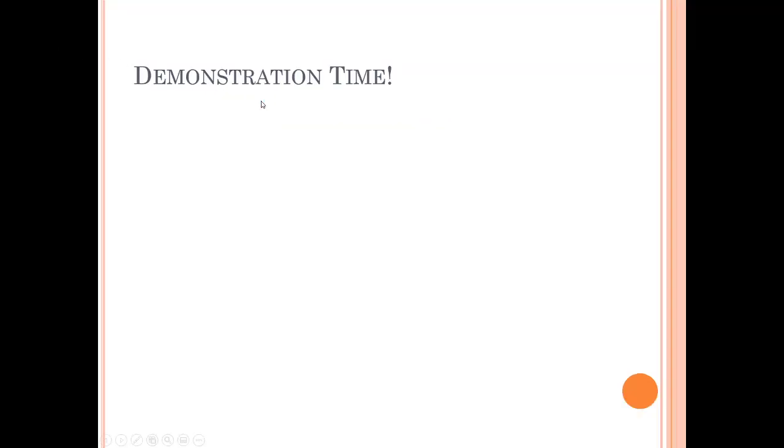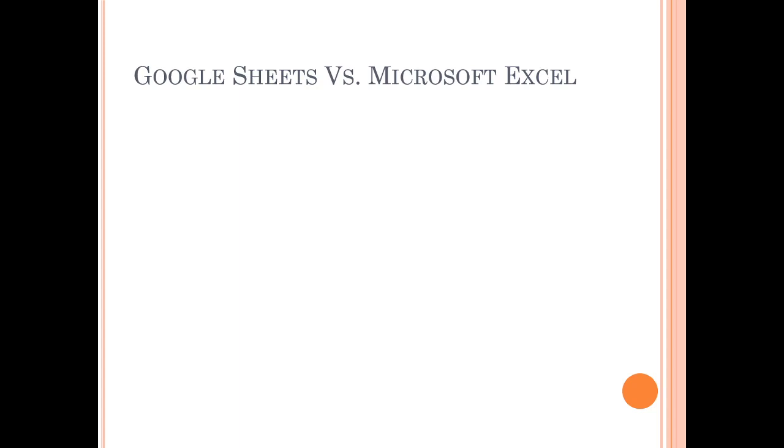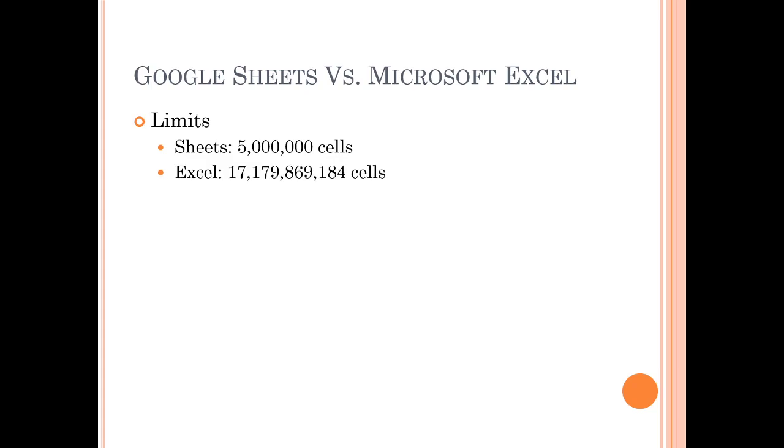All right, so some differences that we have. First of all, let's talk about limits. For Excel and Google Sheets, Google Sheets has a limit of 5 million cells. Now, a lot of times that's going to be just fine, and you'll be able to work with that. But if you need more, Excel can do that for you at like 17 billion cells. That's a lot of cells, right? You're not going to have an issue.